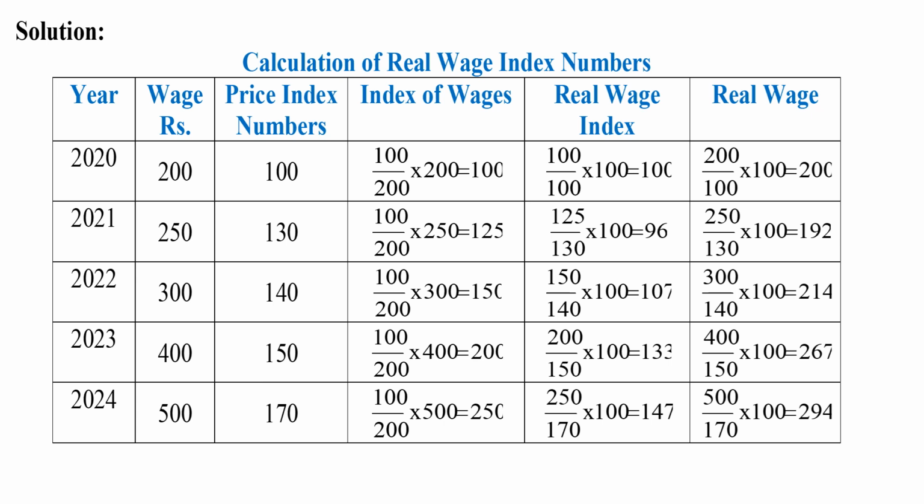Fifth column is for real wage index. It is calculated by dividing the values in fourth column with the values in third column multiplied with 100. Sixth column is for real wage. It is calculated by dividing the values in second column with the values in third column multiplied with 100.